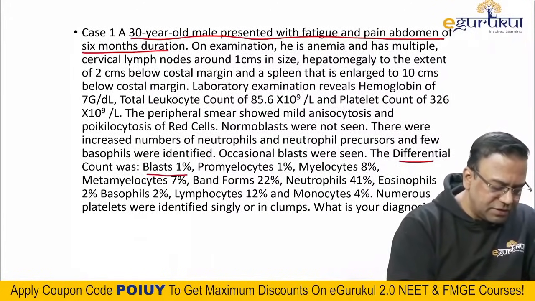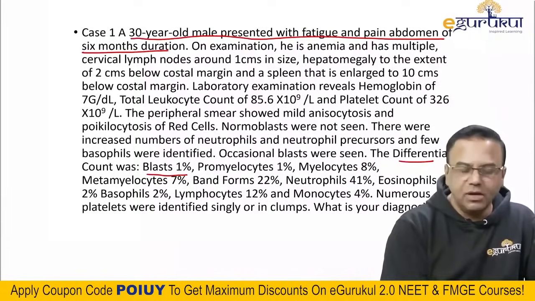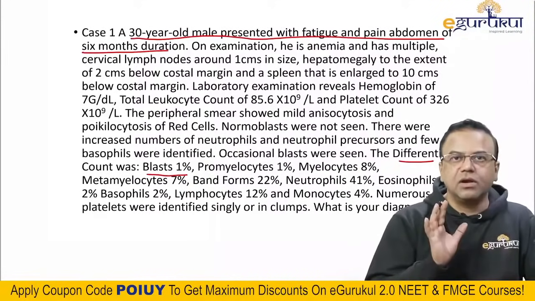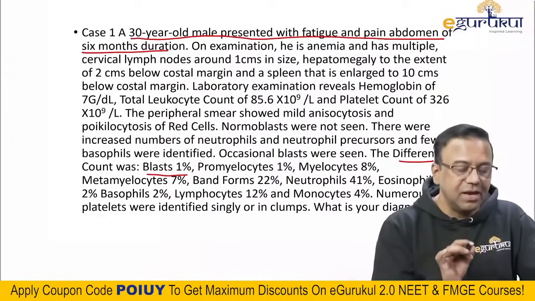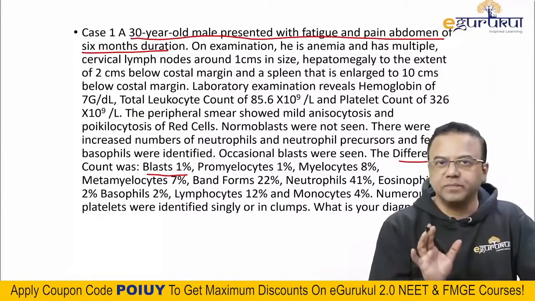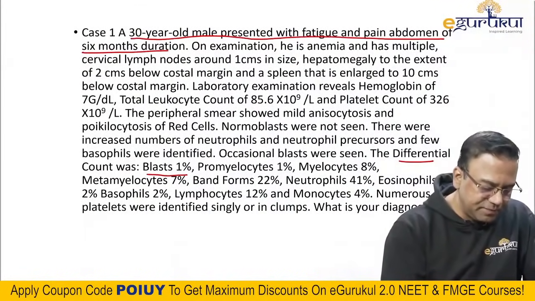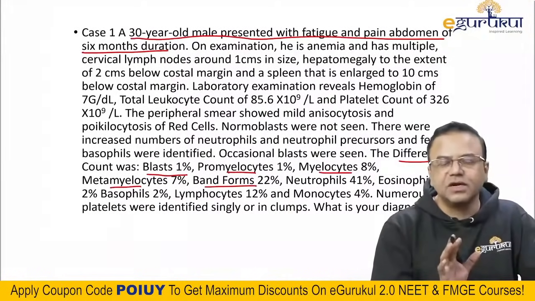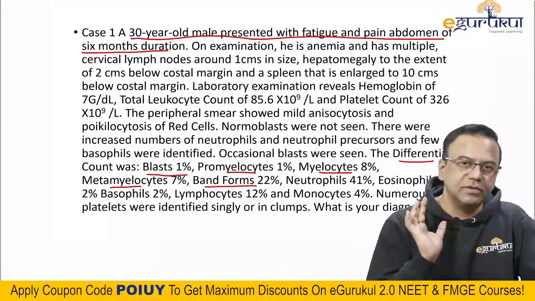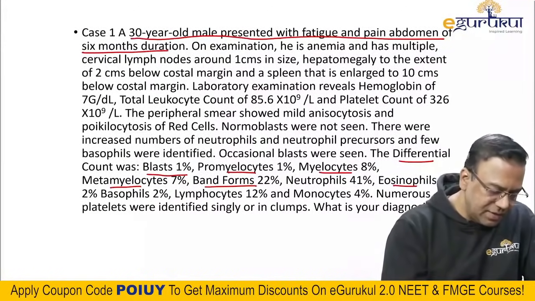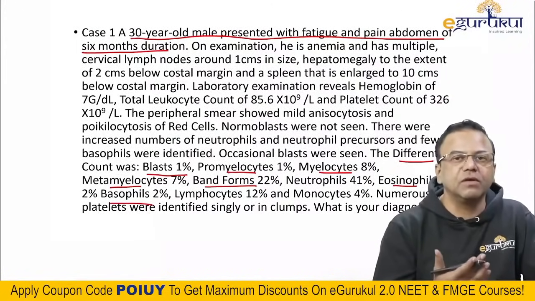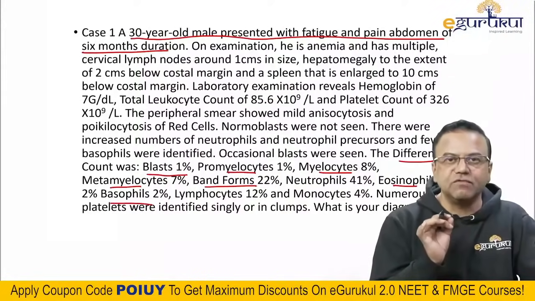Differential count, blast 1%. Okay, this looks like a hematology question. Blast 1% means this is not acute leukemia. This is not ALL. ALL and AML will come with bone marrow failure features. This is not bone marrow failure. Blasts are only 1%. Promyelocytes, myelocytes, metamyelocytes, band forms are the classical description of the immature myeloid series. Once you get this, eosinophilia is there, basophilia is there. These are all supportive features of nothing but chronic myeloid leukemia. So in the first sentence and last sentence itself, you have a clue.